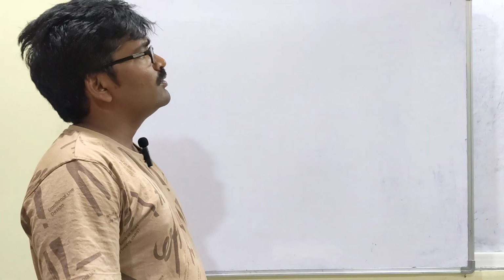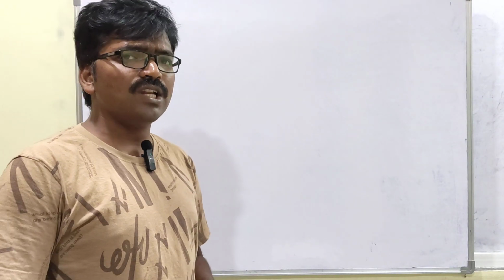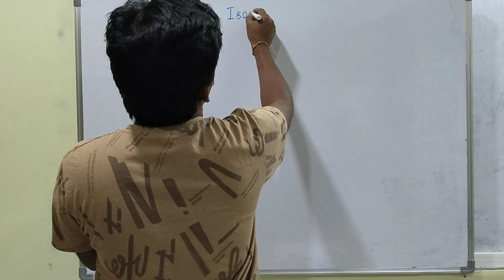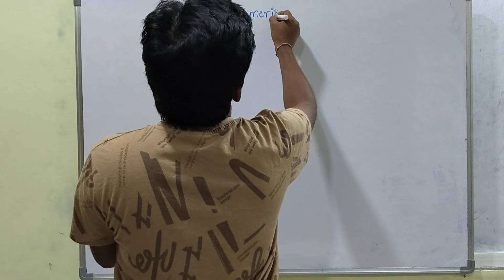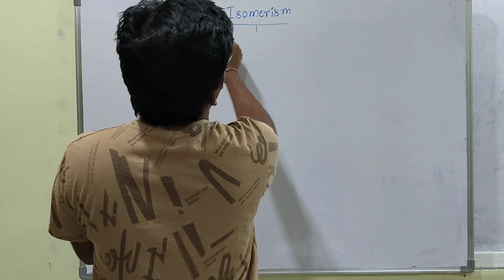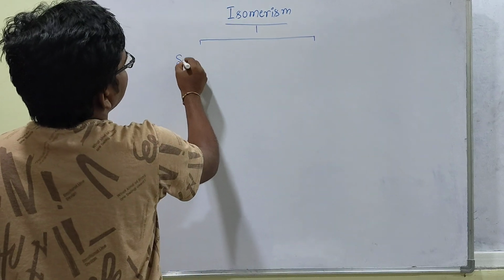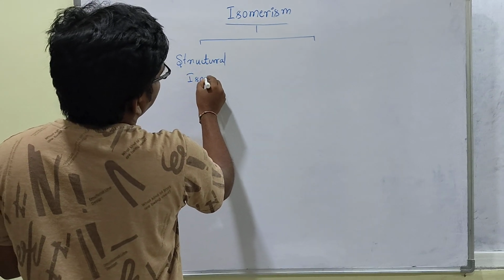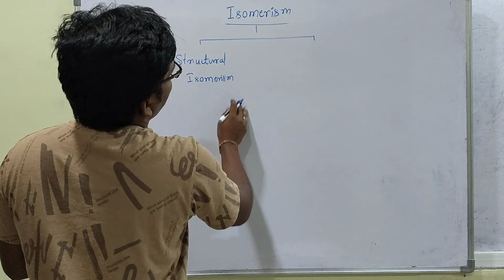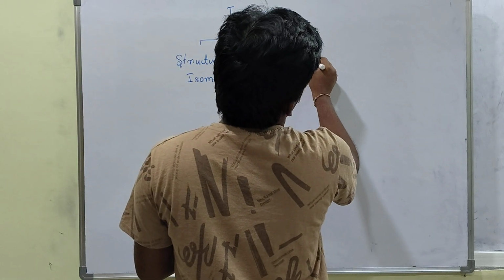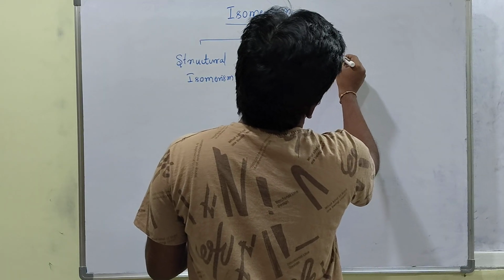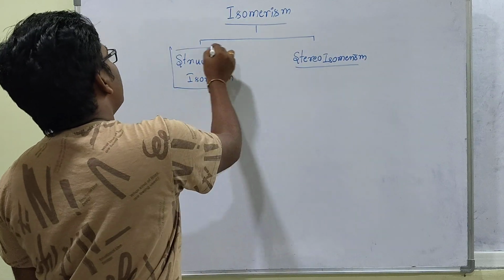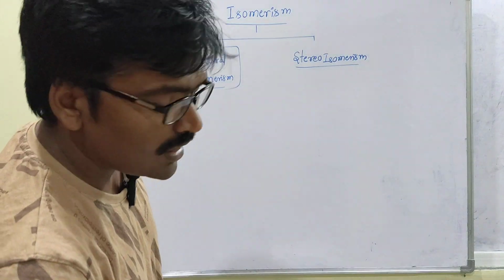Before going to geometrical isomerism, what is the classification of isomerism first? Isomerism is generally classified into two categories. One is structural isomerism, and the other is stereoisomerism. Structural isomerism is already done, completed in the previous lecture. This is actually lecture number 6.